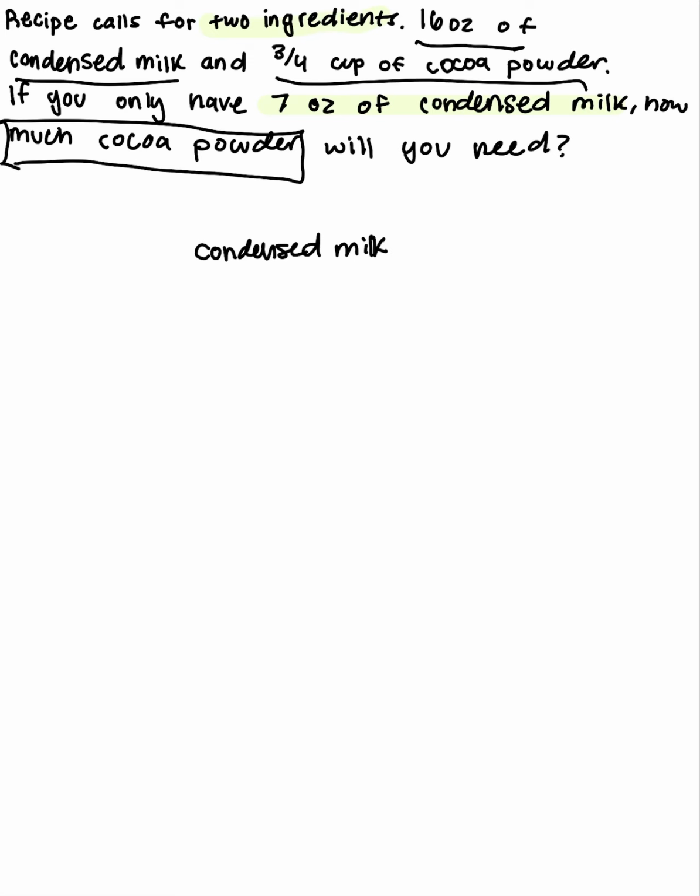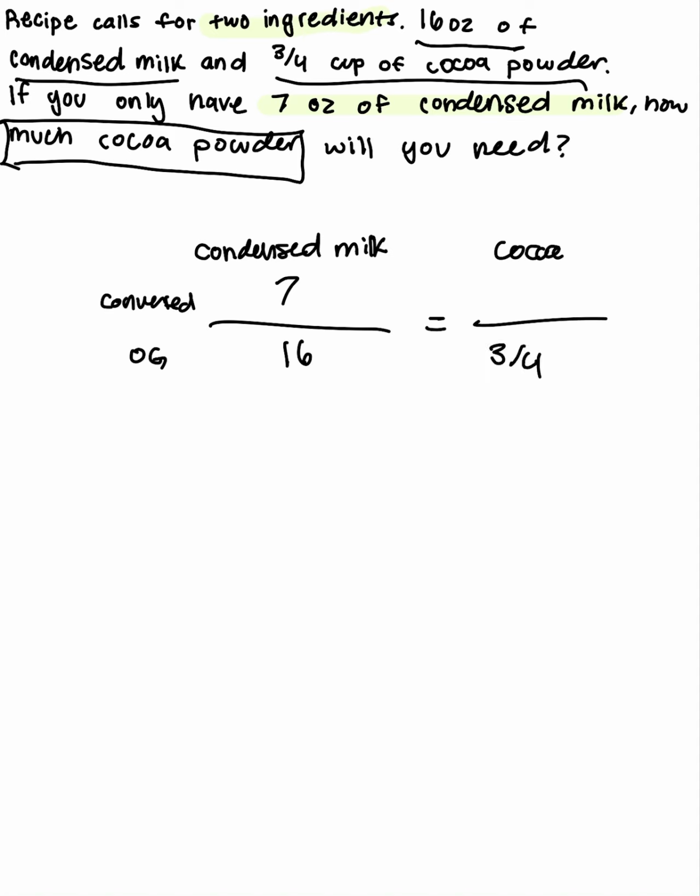So you need 16 for the original recipe, and we have 7. So we'll just write OG for short. The bottom is the original recipe, and this is our converted. And we'll set this equal to cocoa because we know we need 3/4 cups. And these two correlate because for the recipe, if you want to make it the original way, 16 ounces of condensed milk for every 3/4 cups of cocoa powder.